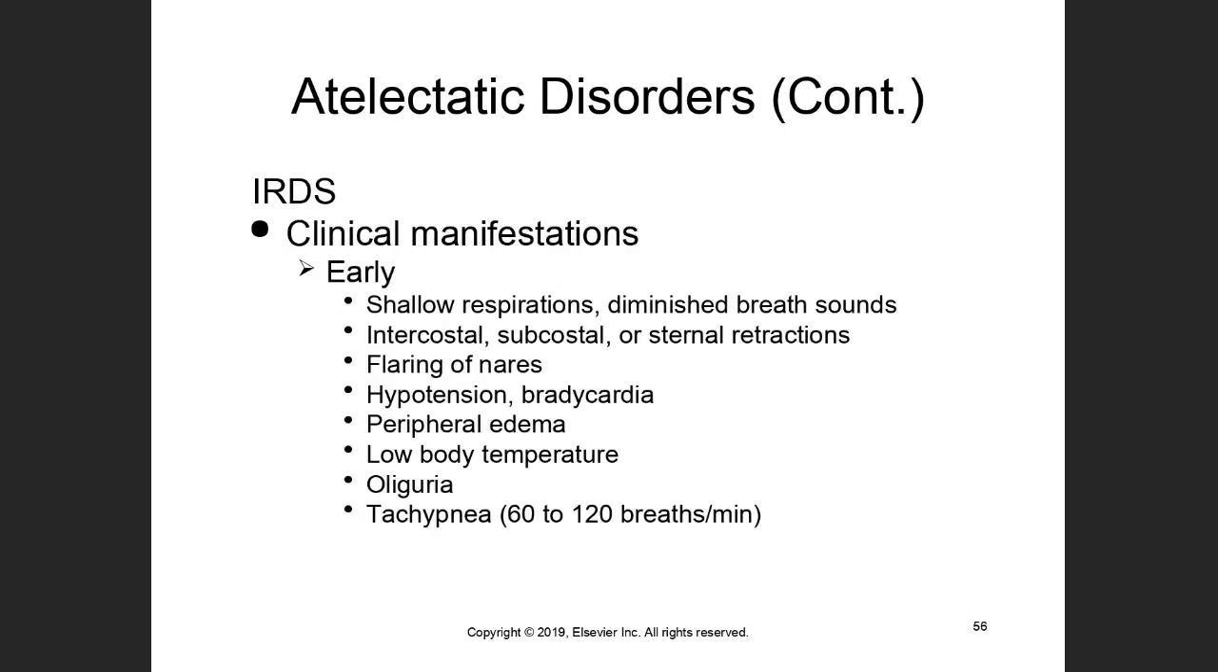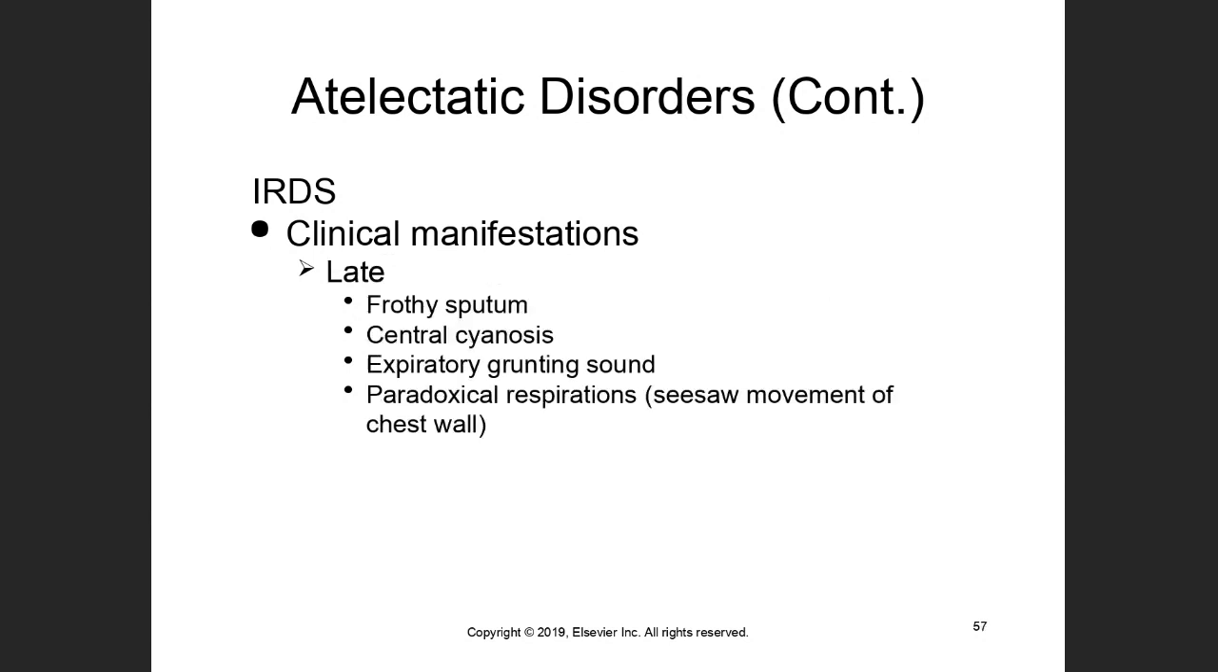Early clinical manifestations: shallow respiration, diminished breath sounds, intercostal, subcostal, and other retractions, flaring of the nares, that's in the nose, hypotension, bradycardia, peripheral edema, low body temperature, oliguria, that is the patient doesn't pee, tachypnea. Later, then we have the central cyanosis, because cyanosis could be peripheral and central. Okay.